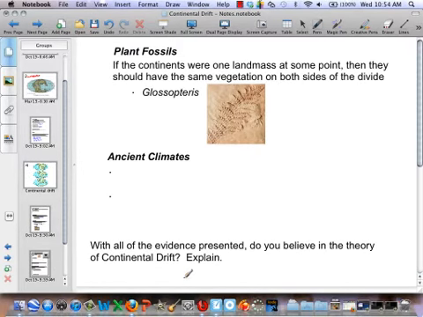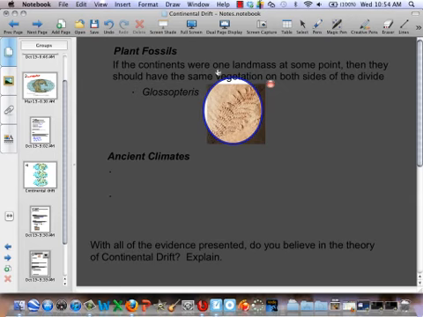But even more appealing is the concept of the plant fossil, which is Glossopteris. Okay? And if we look at this image, what type of plant of today does that look like? A fern. Okay, so Glossopteris is a fern.